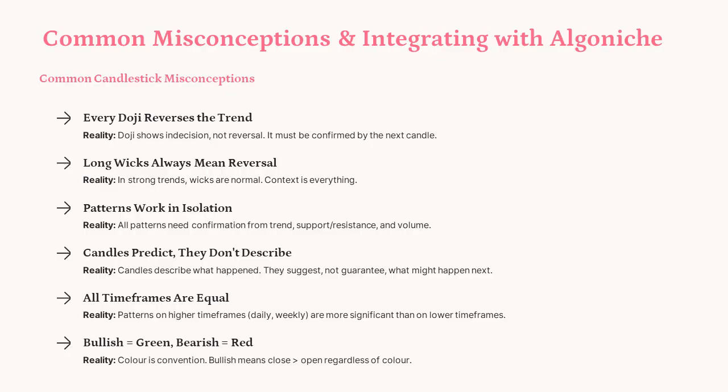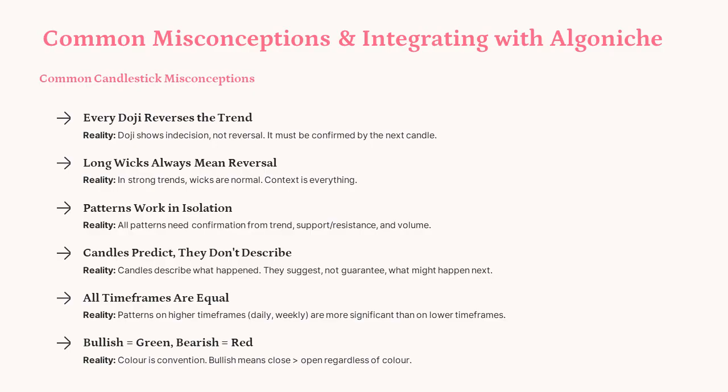Misconception 6. Bullish means green. Bearish means red. This is a convention, not a rule. Different platforms use different colors. The original MetaTrader used white for bullish and black for bearish. Some platforms use blue and orange. The color itself is irrelevant.